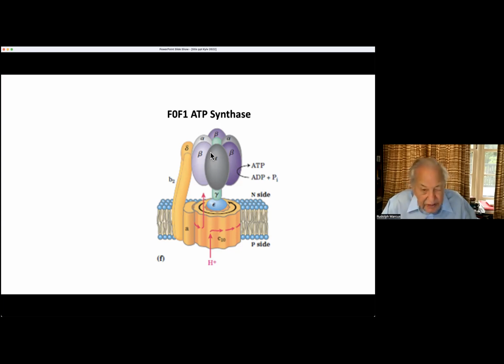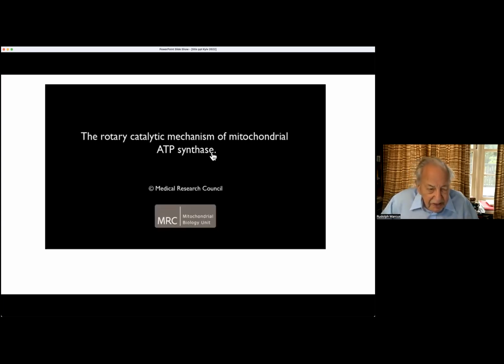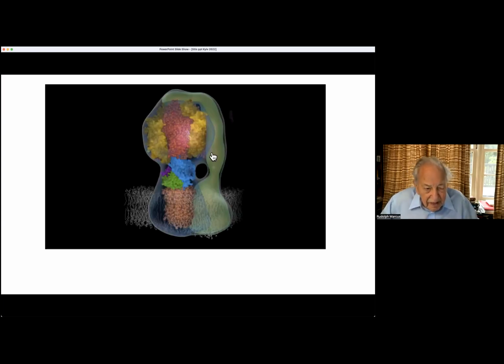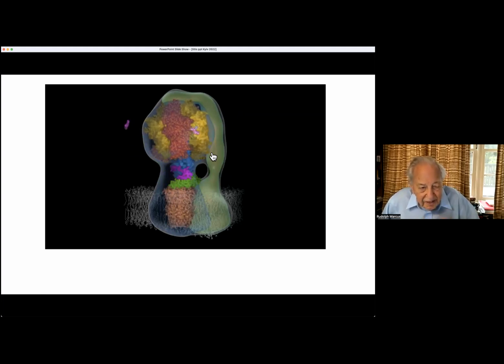This gives an idea. Here's from Walker, who won the Nobel Prize for part of the structure of this that is being shown. And this shows this motor in action. It's a simulation based on various crystal structures that he determined. And those are particles going in and other particles coming out, and the various motions that occur.